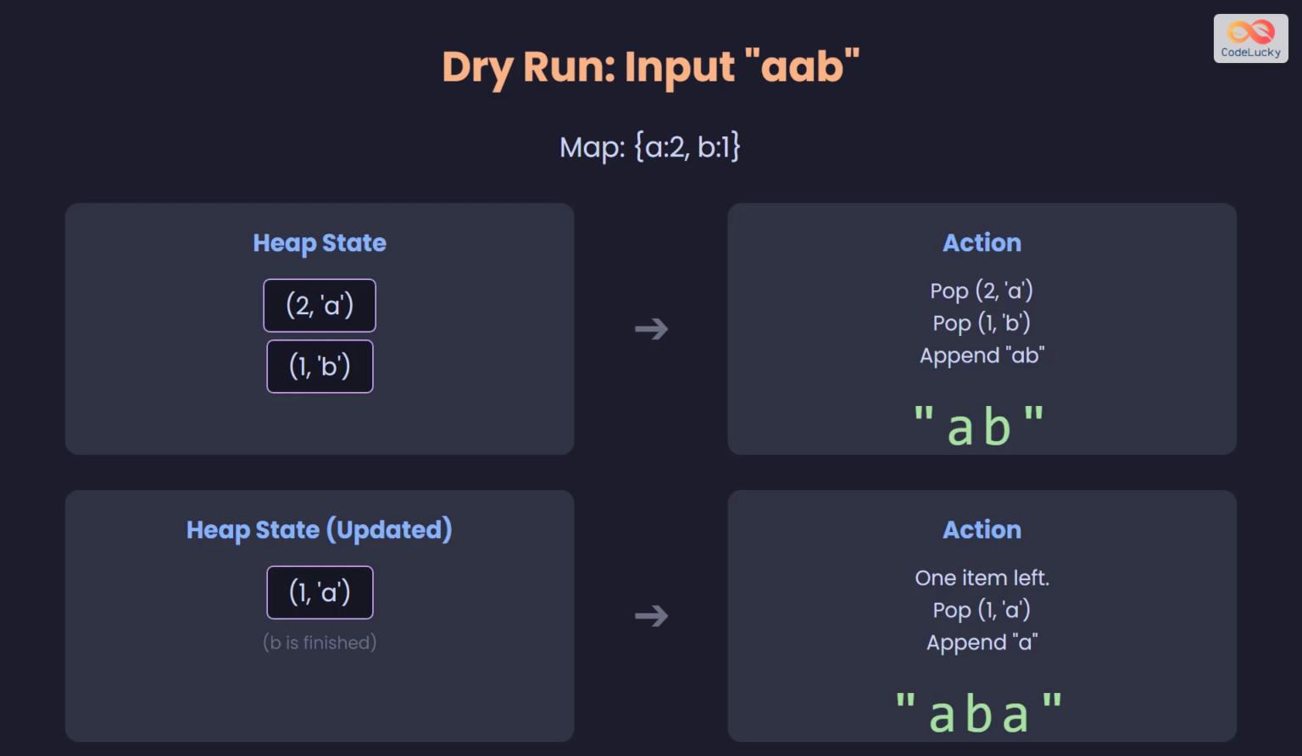Let's trace this with the input aab. Our map says A is 2 and B is 1. We put these in the heap. We pop the top 2, A and B. We append ab to our result. We decrement counts. B becomes 0, so it is done. A becomes 1, so it goes back in. Finally, we pop the last A and append it. The result is aba.